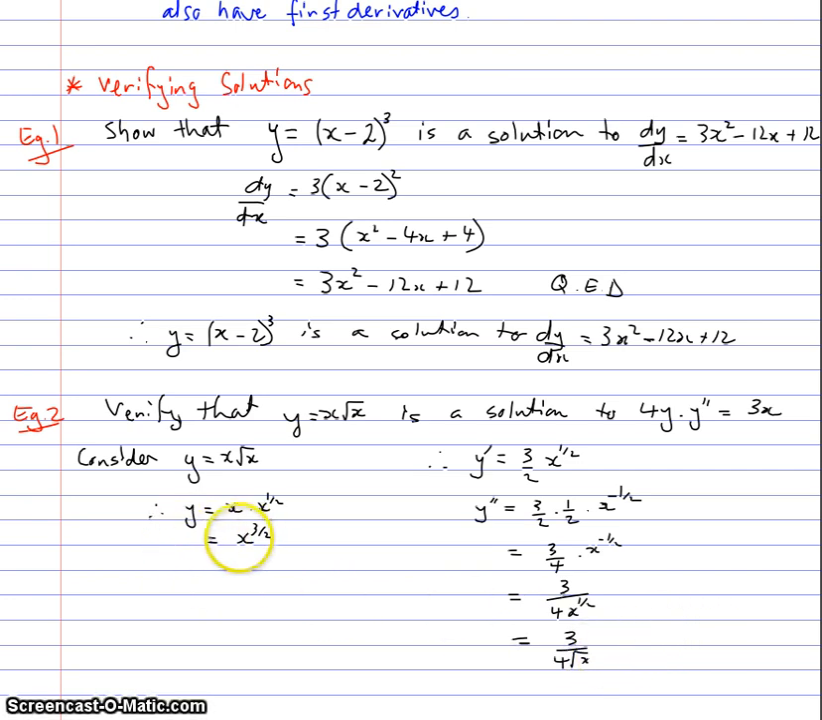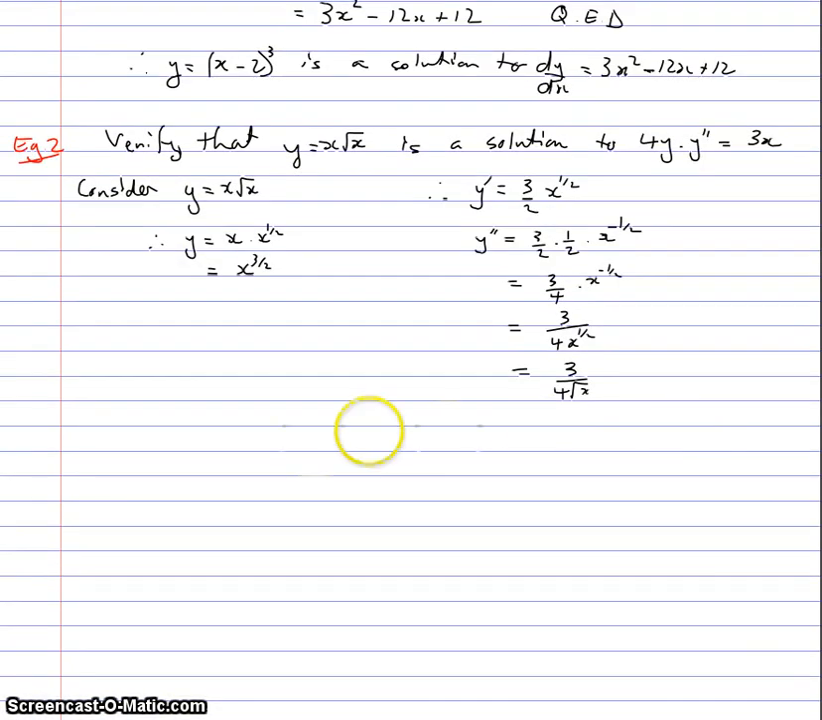Okay, so we have an expression for y, we have an expression for the second derivative of y, and we have here our differential equation, 4y times y double dash equals 3x. So, given that 4y times y double dash equals 3x, we work through that. The left hand side equals 4y times y double dash. That is equal to, well, and actually, I'll just write over here, right hand side equals 3x.